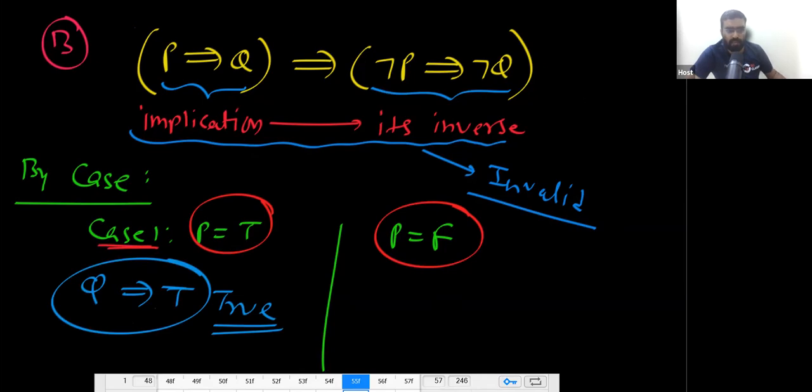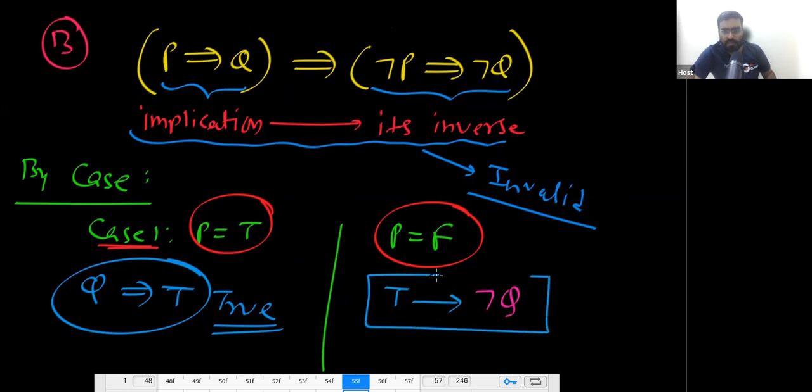What about case two? If P is false, then definitely this will be true, because P is false. Now this true implies negation Q, that is negation Q. Tell me about this one. What is this? This is negation Q. Can you make it false? Yes, I can make it false.